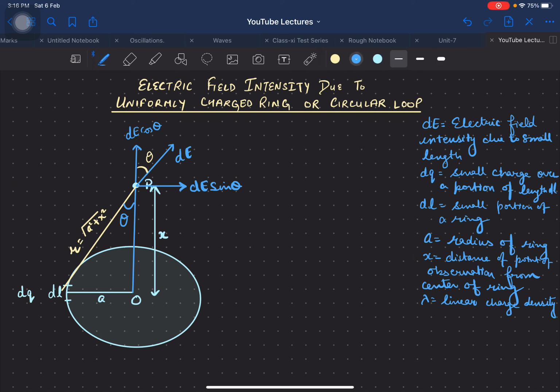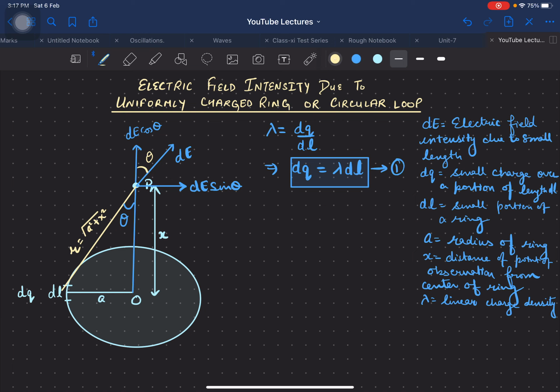Now as the charge is uniformly distributed, the linear charge density lambda is equal to dq upon L. For the small portion we will take it as dl. From this we can say the small charge dq is equal to lambda dl. So this is one of the most important points we have discussed. This is equation number 1.